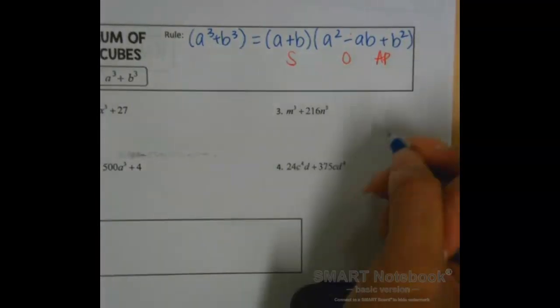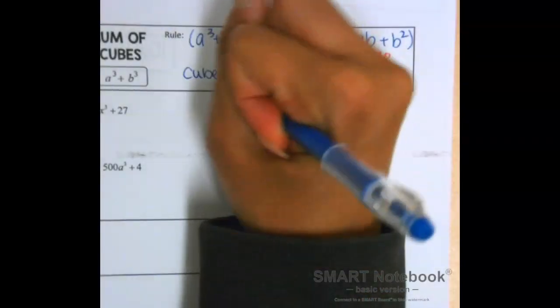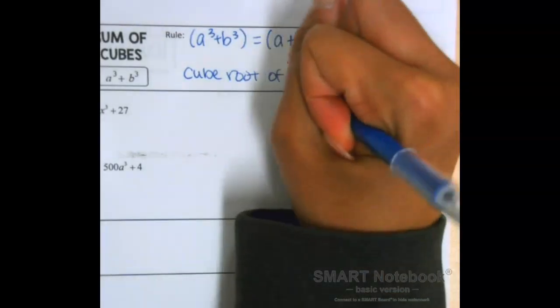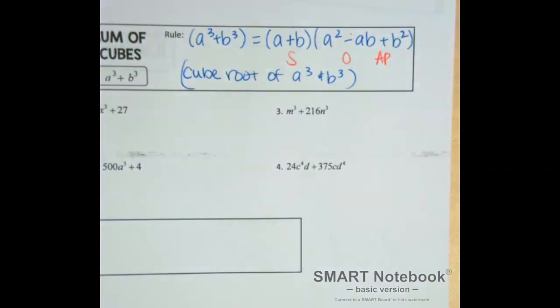The last thing that you're going to have to do before we actually do the questions below is you're going to need to take the cube root of a cubed and b cubed. That's how we're going to get our answers for this.